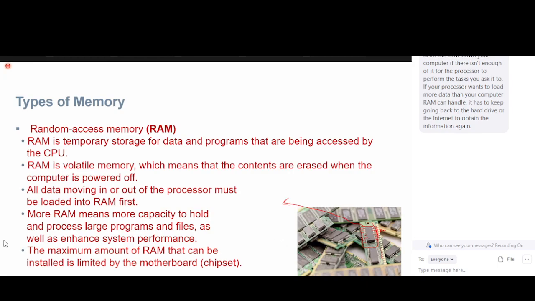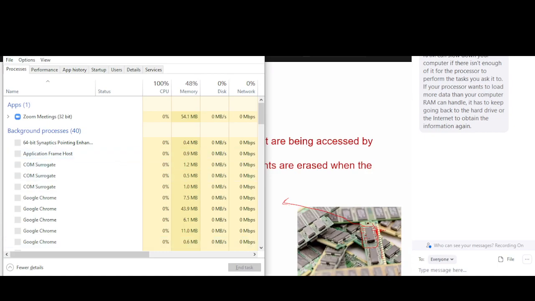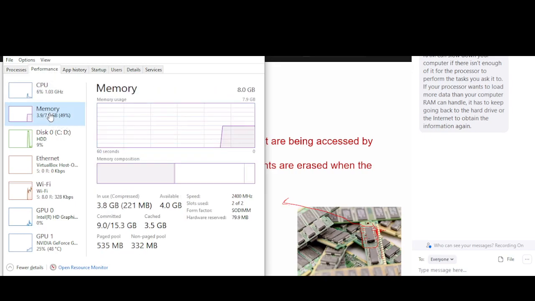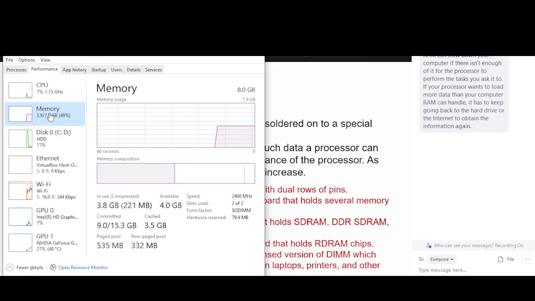Did you check out what kind of modules you have inside your system? Ma'am, SODIMM. We call this SODIMM, right? SODIMM is a small outline. So everybody has SODIMM, really? All you using laptop? Yes, ma'am.